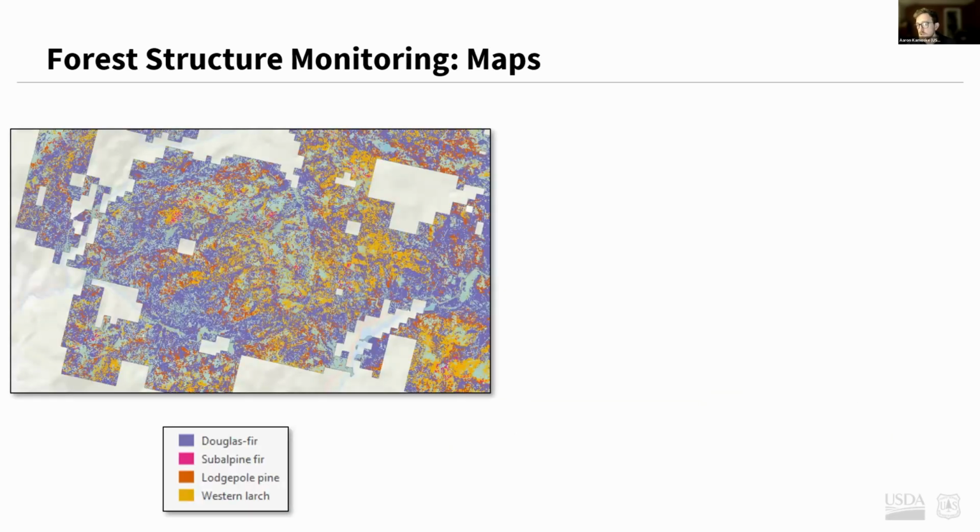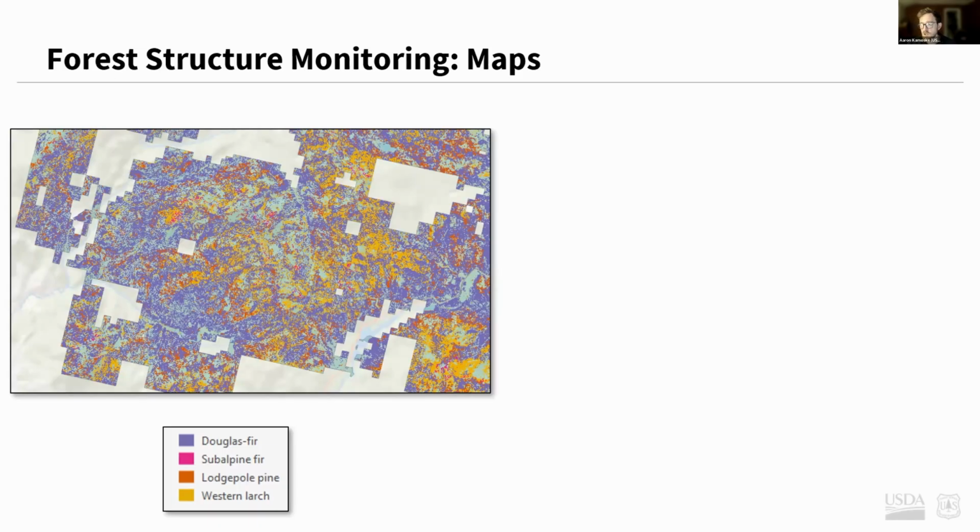So towards helping to answer these types of questions, we can use mapping products like TreeMap, a remote sensing-based imputation product that relies on FIA, to look at where these forest types are across the landscape. When we zoom into a smaller area on the national forest, we can see how these forest types are distributed, where Douglas fir appears in purple, subalpine fir in pink, lodgepole pine in orange, and western larch in yellow.